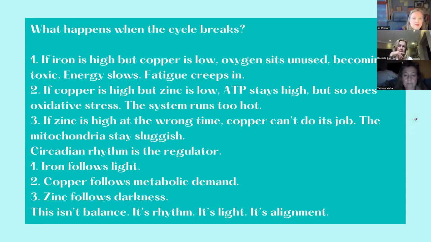That is fascinating. Yeah, isn't it? So what happens when the cycle breaks? If iron is high but copper is low, all that oxygen sits unused, becoming toxic. Energy slows, fatigue creeps in. If copper is high but zinc is low, ATP stays high, but so does the stress, and the system runs too hot.